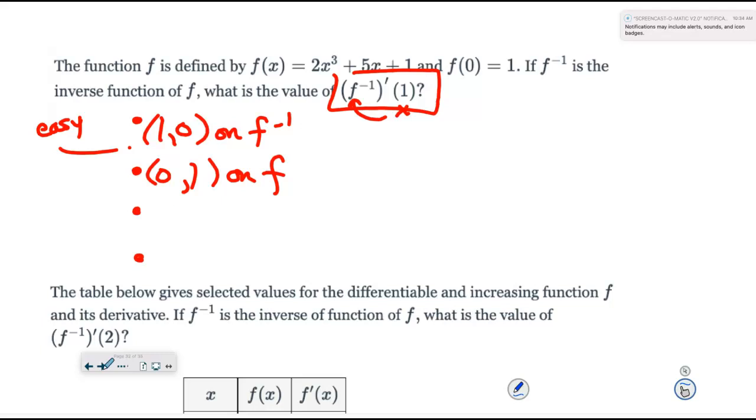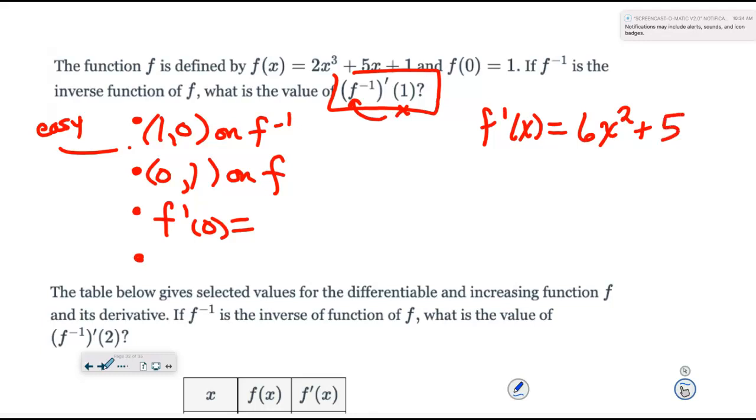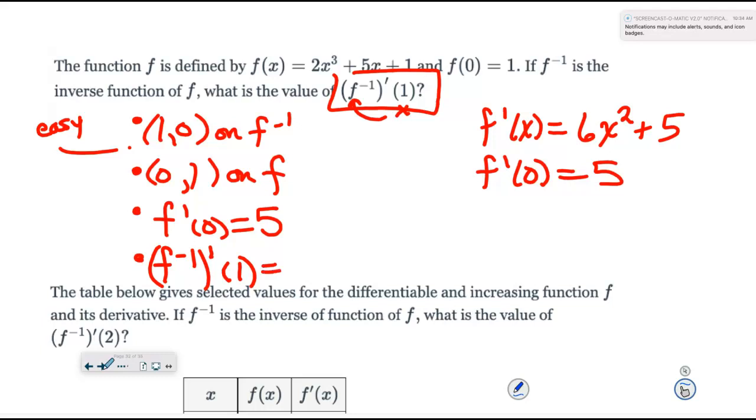The next thing you're going to do is hop on the original function and find the derivative there. That's going to be easy too. Do you know how to take the derivative of a polynomial? I would hope so, right? So my derivative of f, anywhere on f, would be 6x squared plus 5. I did not stress out at all. My point that I'm on, though, is when x is 0. So this is the slope on the original function. And what did I say happens for the slope on the inverse function at its corresponding point? Reciprocal.